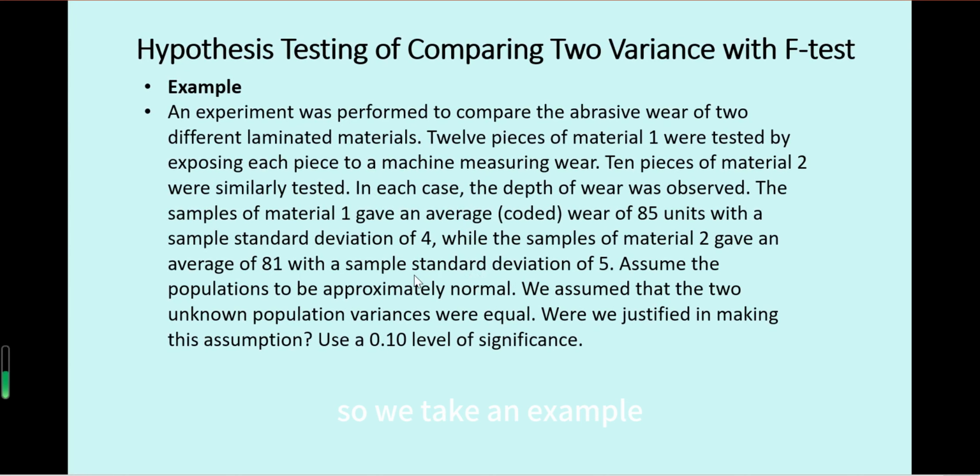So we take an example. Here sample 1 has an average of 85 and a standard deviation of 4. Sample 2 has an average of 81 and a standard deviation of 5. The question is, if we assume that the two unknown population variances are equal, can we justify making this assumption at the alpha level of significance?